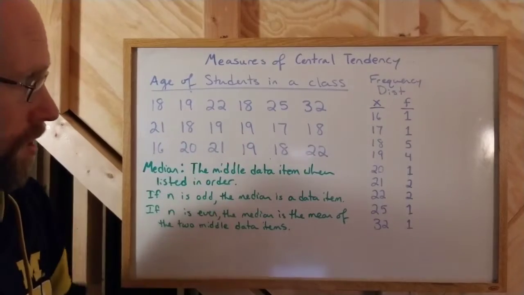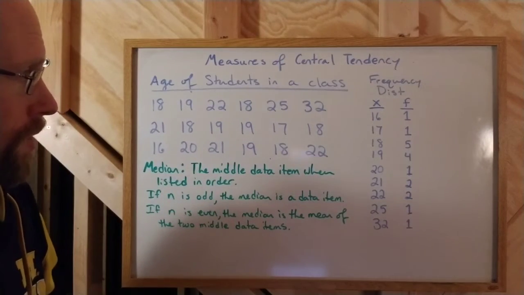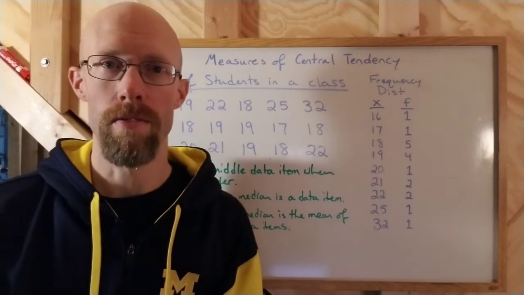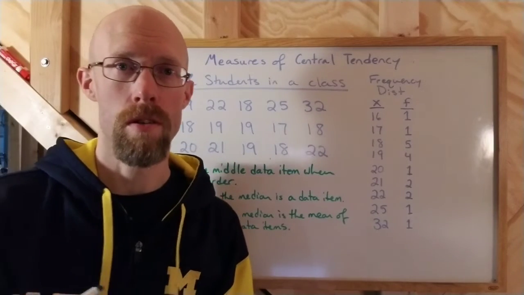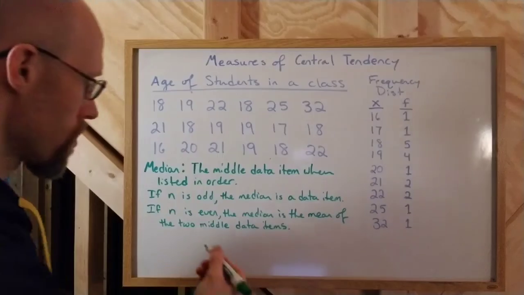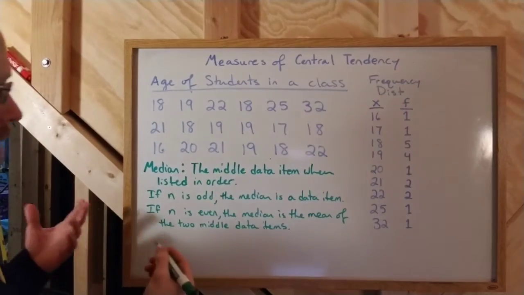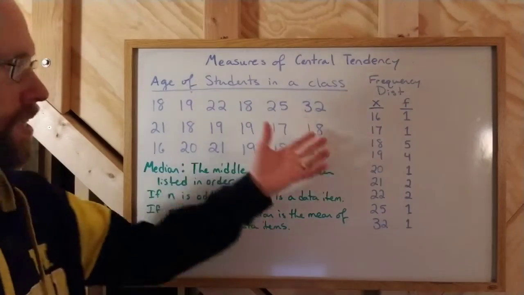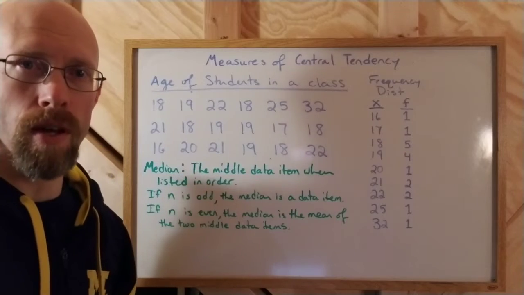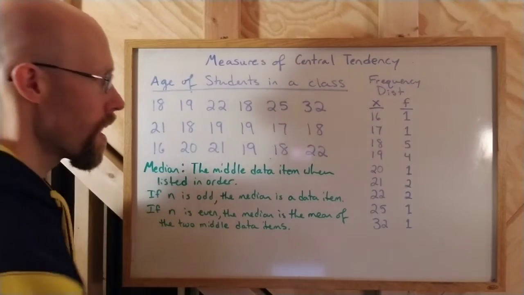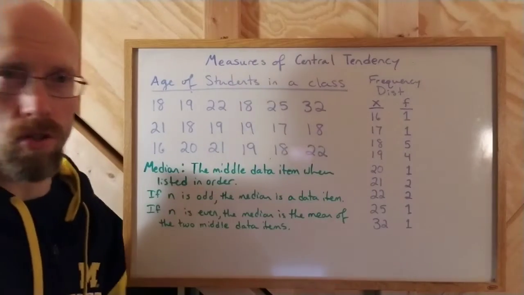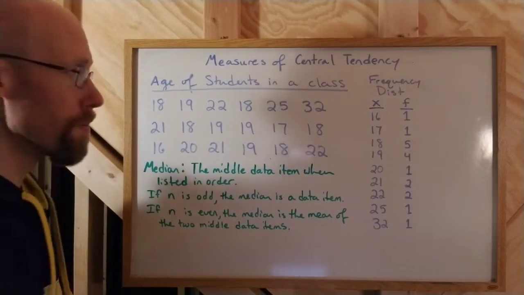In this example here, what we need to do is list out all of the items in order. I'll go from lowest to highest, okay? And so this is a little bit tedious, especially when you have 18 values here, but imagine doing this if you had 150 values or something like that. It's a lot to do. And there are some shortcuts. We'll look at a shortcut with a frequency distribution here in a moment.